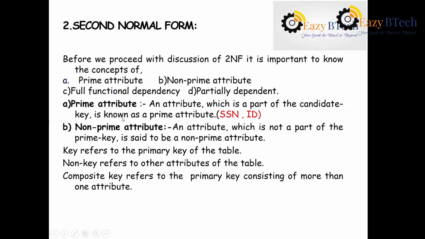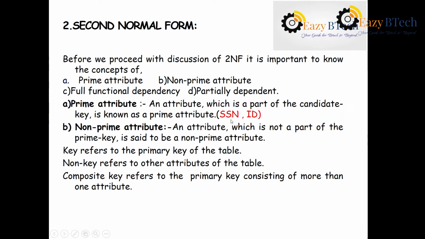Prime attribute is nothing but an attribute which is a part of a candidate key. What is a candidate key? It is in the integrity constraints concept. If you want to know about the types of keys in DBMS, please check my previous video, data model 3. In data model 3, we have a concept called integrity constraints, where I explain the types of keys. Candidate key is nothing but a combination of a primary key and another key value. A primary key with another non-key attribute is called a candidate key.